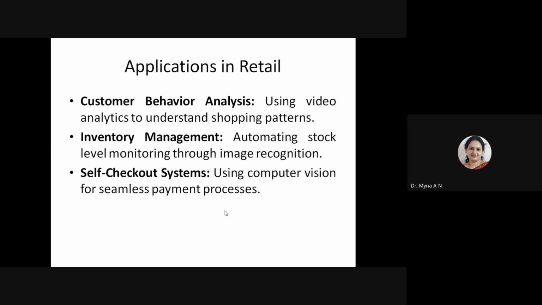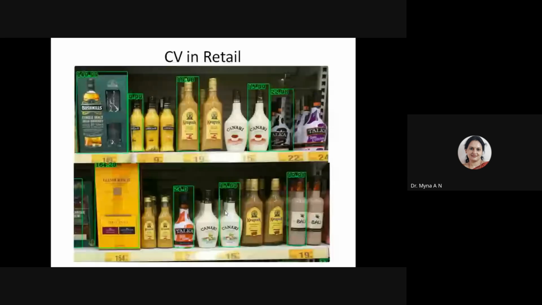Then we can have self-checkout systems, that is, we do not need people sitting at the checkout counters, using computer vision for seamless payment processes. For example, here we can see that on the counters the bottles and commodities are kept, and the prices are stuck on the racks there. But the computer vision system will read those prices and match them with the item, and automatically the price of the product gets recognized.